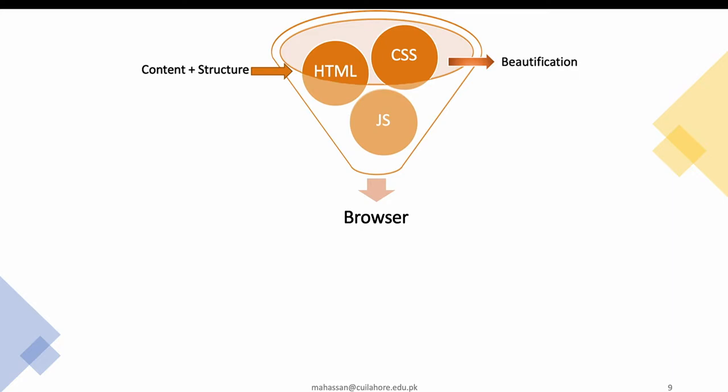Our third language is JavaScript. JavaScript brings behavior in our web pages. Behavior means by clicking a button, you can bring changes in a web page. For example, you would like to add, delete, or modify a content, change a color, or bring any kind of change in a web page.